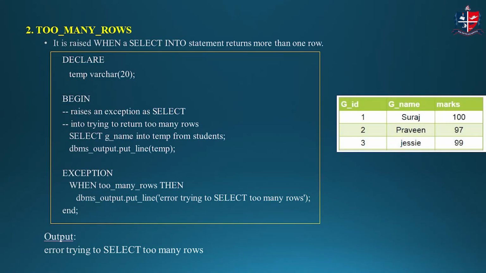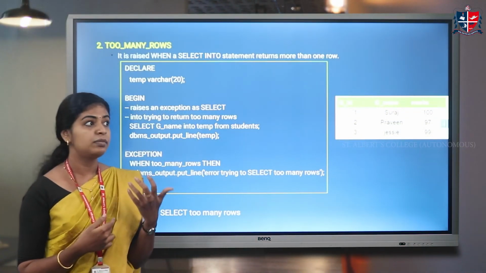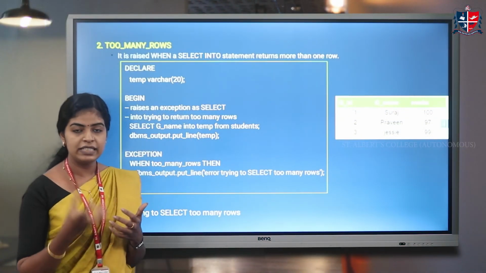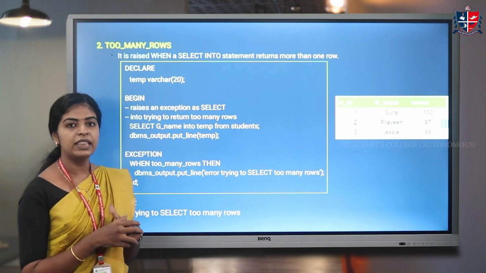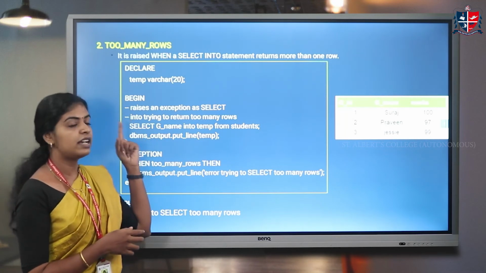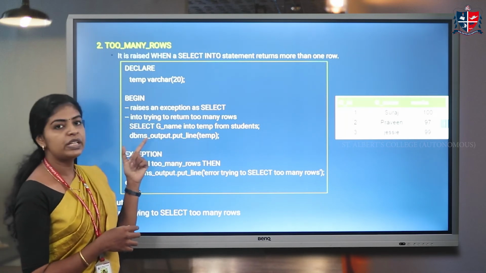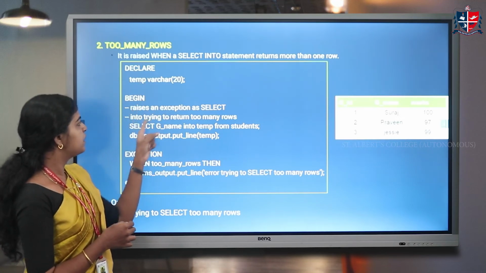The second one is too many rows. Too many rows means when I am executing a program, I get too many rows, or I get some rows or some values from my program. Then when I run it, an exception called too many rows will be raised. You can see another example in this begin portion.